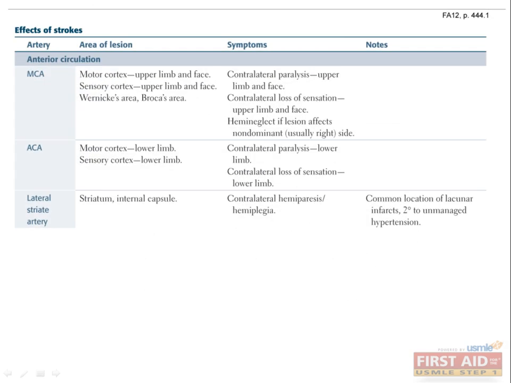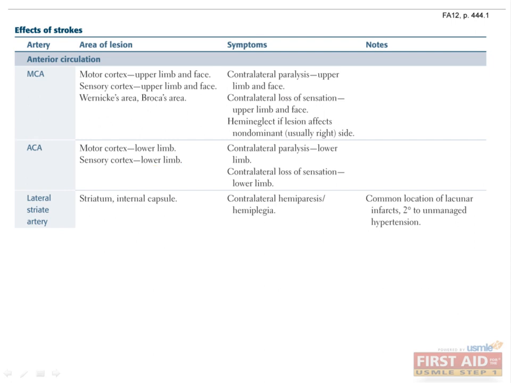Now, let's start with the anterior circulation. The MCA, as we mentioned, supplies the lateral brain, so the motor and sensory cortices will be affected, along with Wernicke's and Broca's areas. This will give you contralateral paralysis and numbness in the upper limb and face, and possibly hemi-neglect. Refer back to the homunculus drawing if you need a visual reminder of the face being located more lateral. The ACA is medial, so you will have effects on the motor and sensory cortices that supply the lower limb.